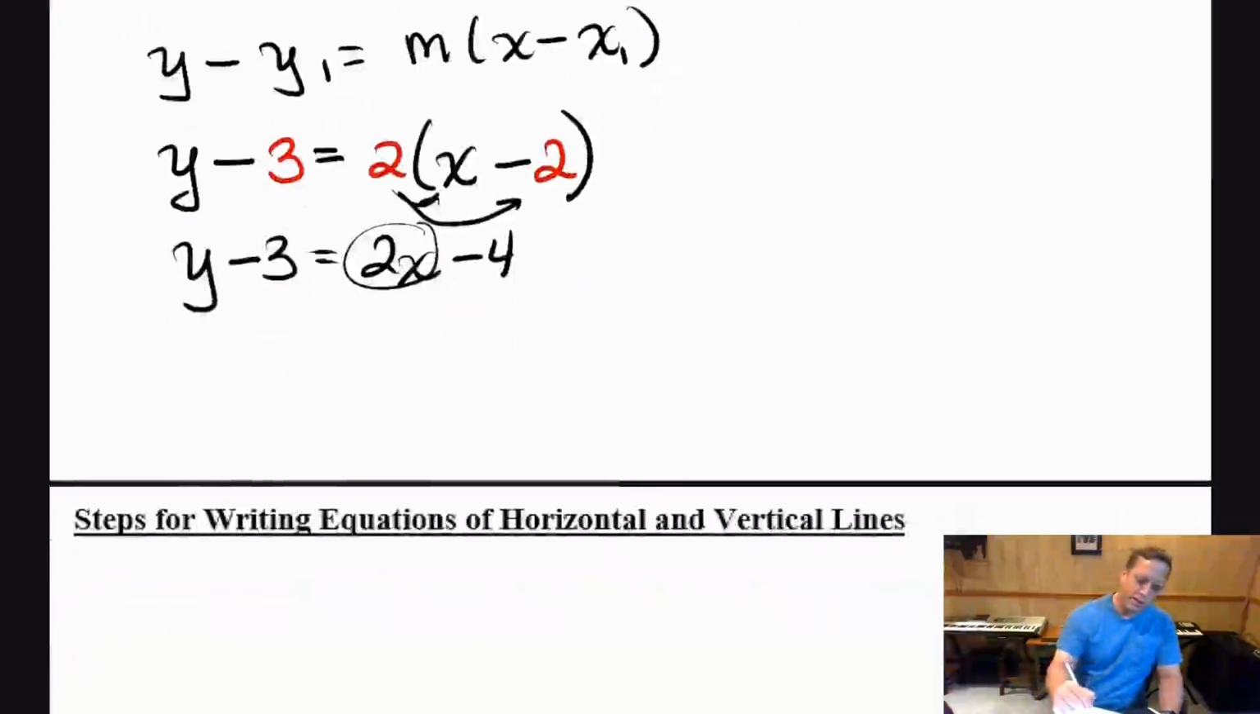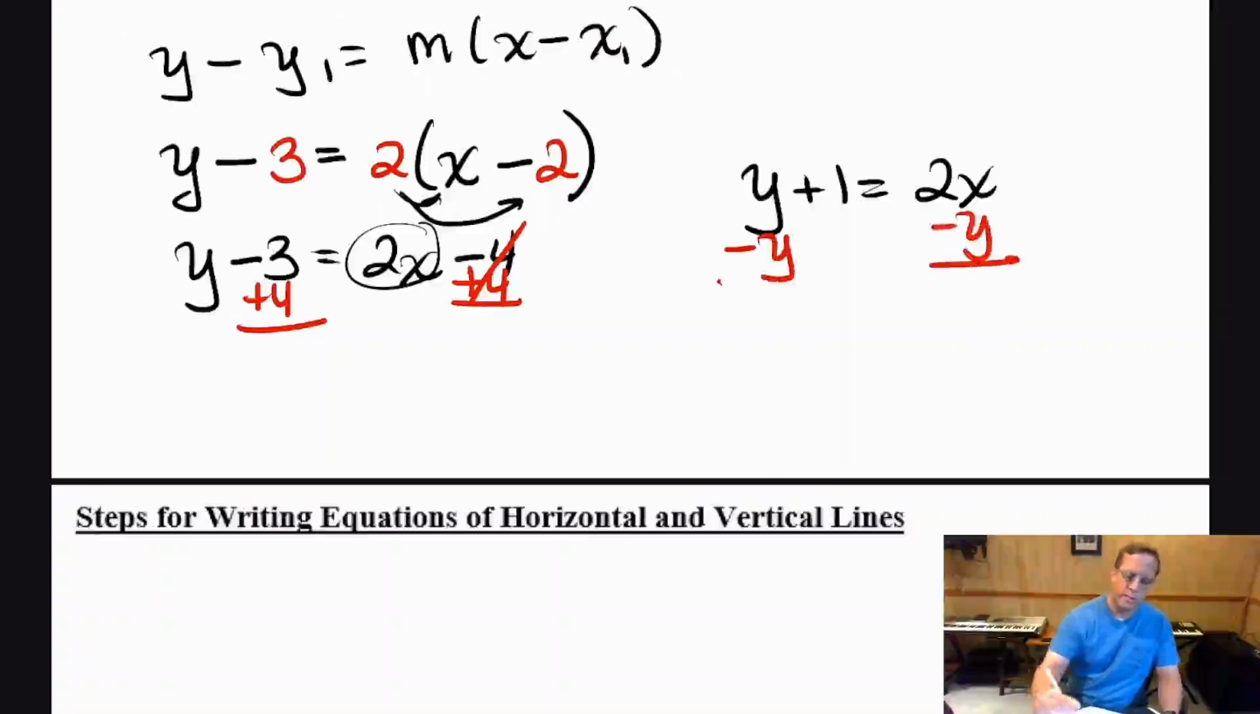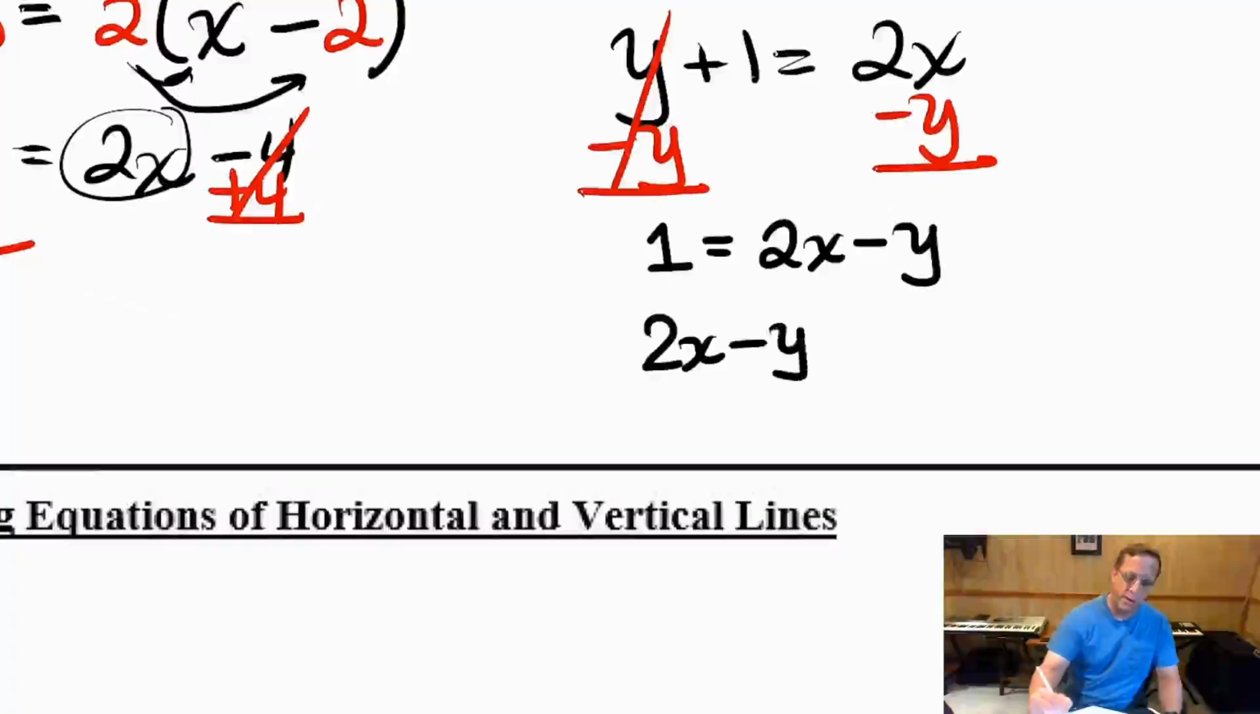So let's add 4 to both sides and rewrite it. So now we've got y plus 1 equals 2x. Negative 3 plus 4 is 1. And then let's go ahead and subtract y from both sides. And nothing really happens other than the fact that that y moves over and it changes its sign. And now we have it. We have 1 equals 2x minus y, or 2x minus y equals 1.